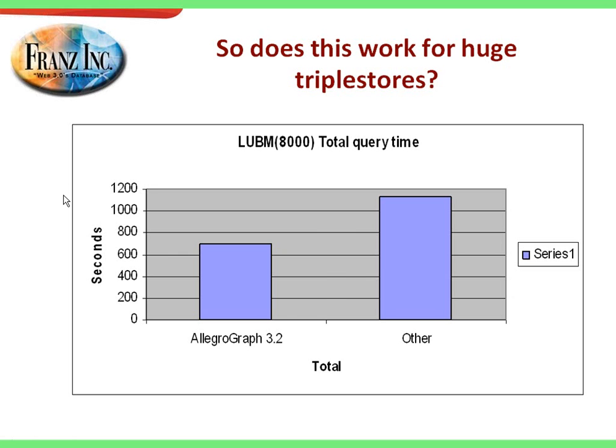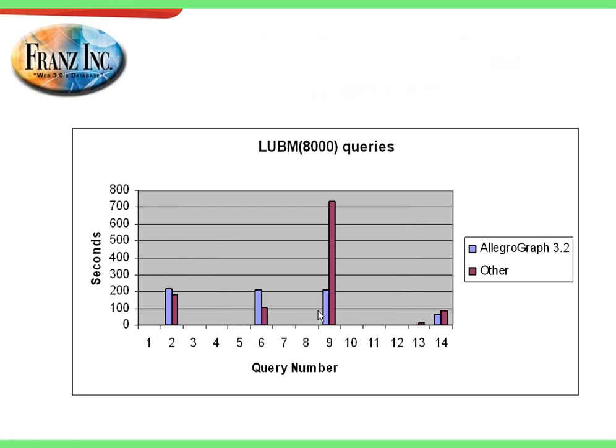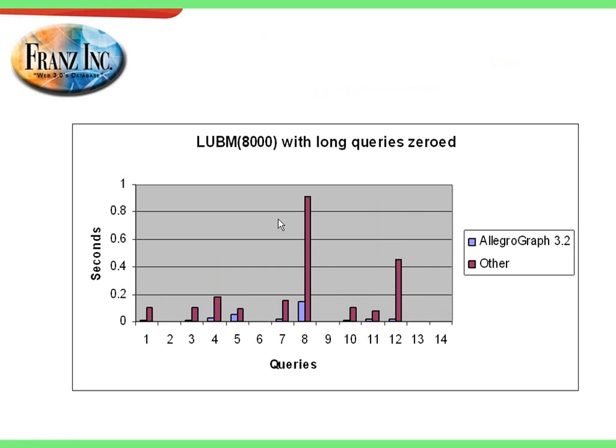What does this performance gain consist of? Again, we see that in query 9 we get a really big improvement with respect to the other database. For the intermediate ones, we're roughly the same. Let's look at the small ones, and you see that even for the very small ones, AllegroGraph is now blue. We're faster for all the queries.